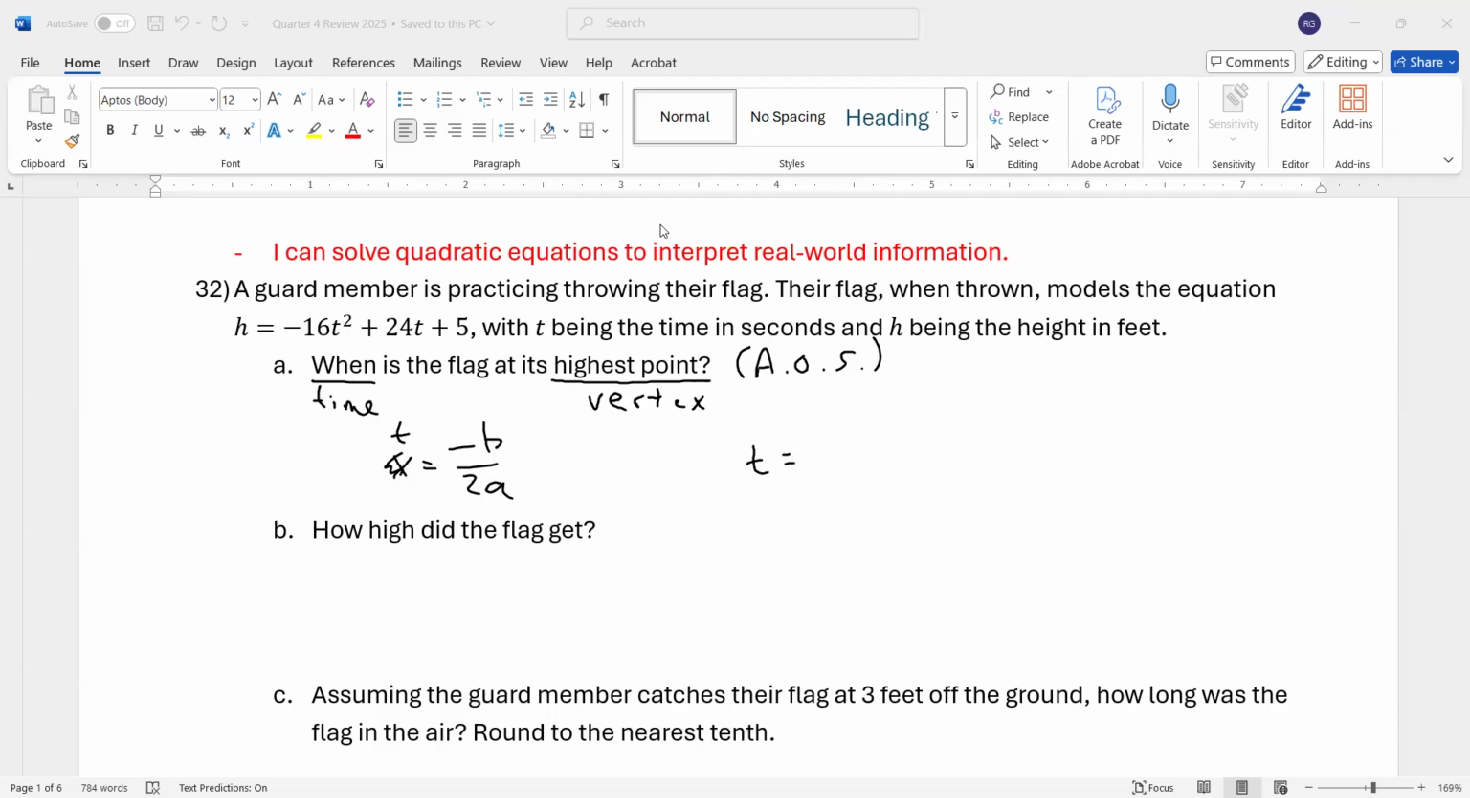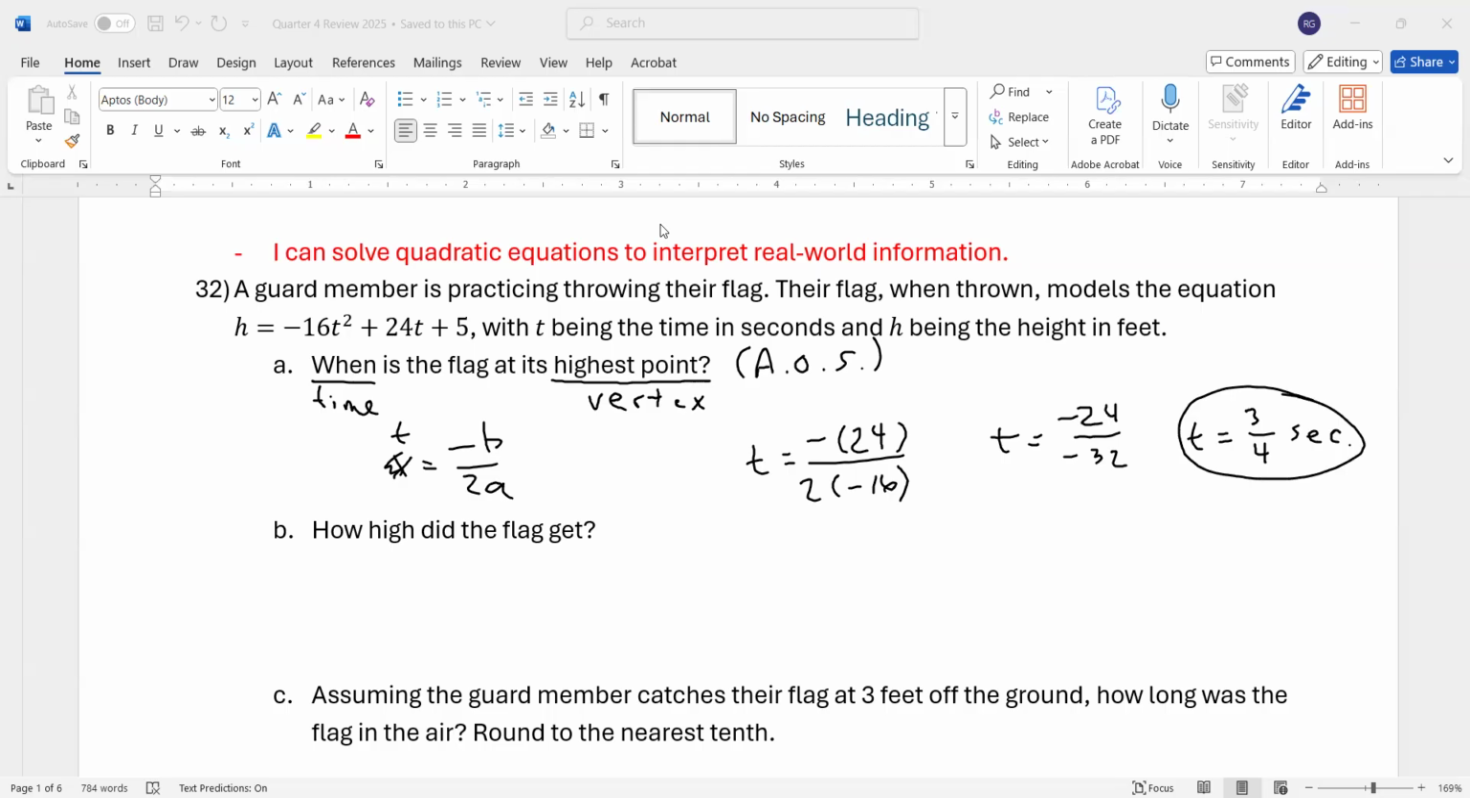So t equals negative b, so that's 24, over 2a, which is negative 16. So t equals negative 24 over negative 32. So that would be 3/4 of a second. So in 3/4 of a second, the flag is at its highest point.